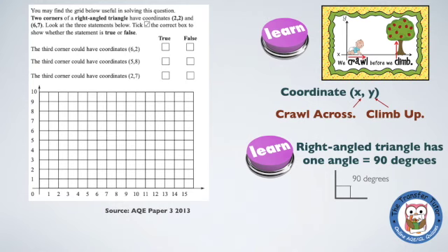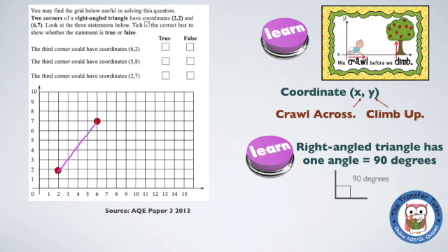So going back to the question, we've got two coordinates, 2, 2 and 6, 7. If we plot the 2, 2, we come across 2 based on the crawl, and then we climb up the 2. So that gives us a coordinate of 2, 2. The second coordinate that we have is 6, 7. So we crawl across the 6 and we go up to 7, and that will give us the second coordinate. So we have these two coordinates of a right angled triangle. We can connect them if we want.